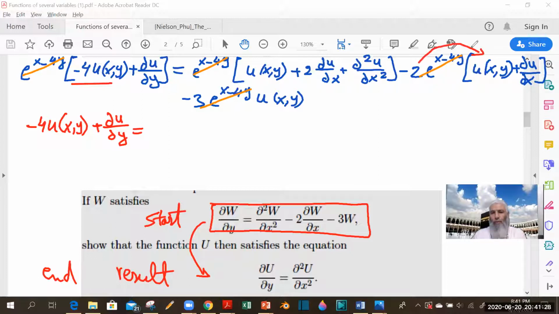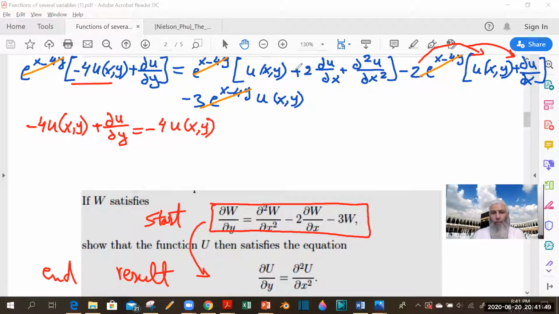this is 1, and this is minus 2. I'll multiply this minus 2 here and here. This is minus 2, and this is minus 3. 1 minus 2 minus 3 is what? 1 minus 2 minus 3, it equals negative 4. Negative 4 u of x, y, right?